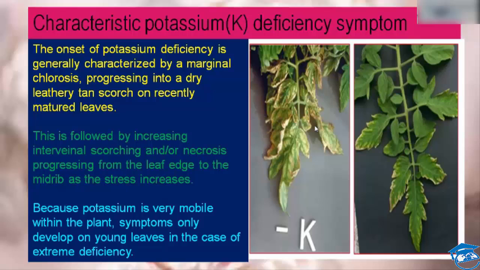Necrosis means, students, death of the tissue. So after chlorosis, necrosis takes place from the leaf edge to the midrib as the stress increases. See, this is the midrib, students, midrib of this leaf, and this is the margin. So here first necrosis takes place and then it progresses to the midrib of the leaf. Because potassium is very mobile within the plant, symptoms only develop on young leaves in case of extreme deficiency, students.